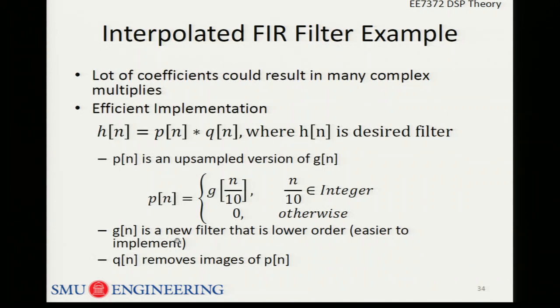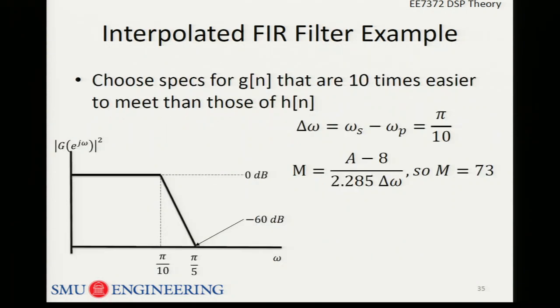So let's talk a little bit about the magical G of n. Where does that come from? It's an engineering choice that you'd make. You'd probably look at the resources you have, how easy this is to do, and what the payoff is. But for our example, we're just going to choose specs for G of n that are basically 10 times easier to meet. So instead of pi over 100 as the pass band, we're going to make it pi over 10. Instead of pi over 50 as the stop band, it's pi over 5. So everything's spread out now and a little bit easier to meet. Now the transition band is pi over 10 instead of pi over 100.